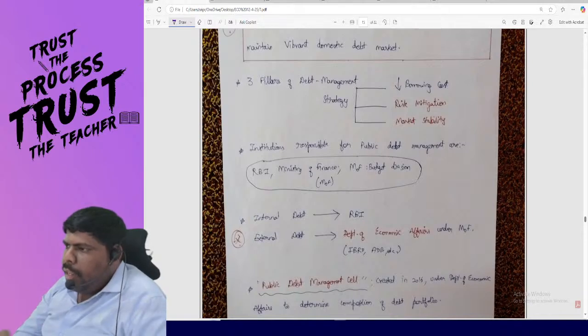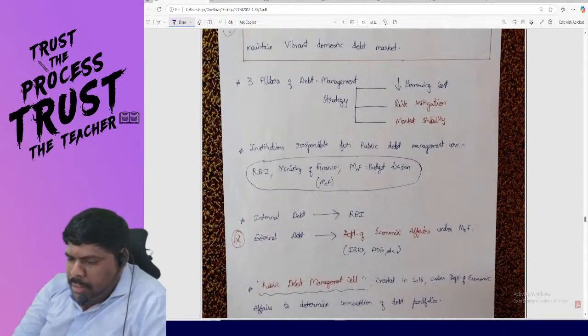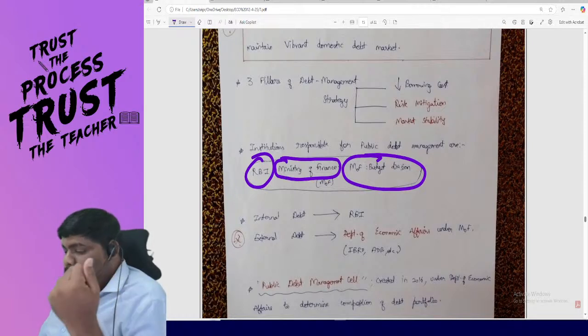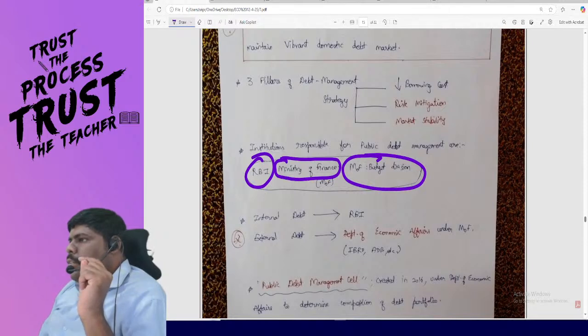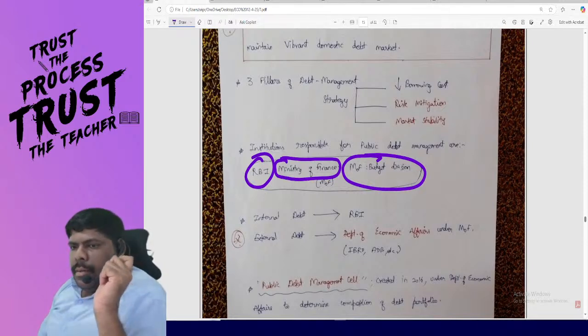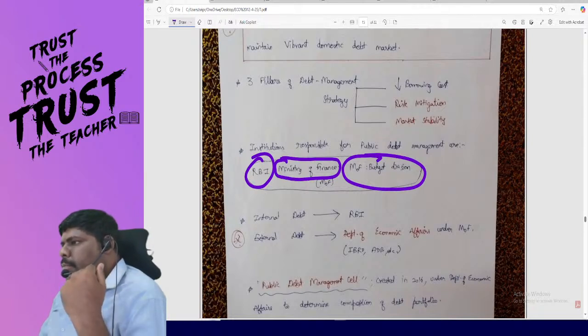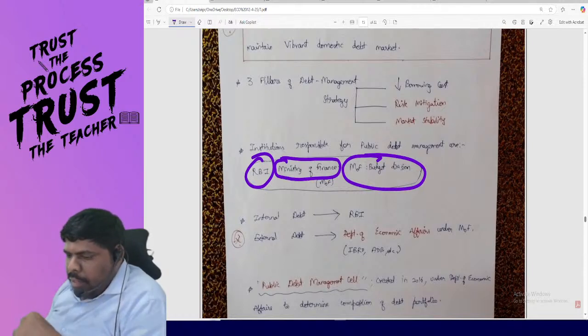Now listen. Institutions responsible for debt management: RBI, Ministry of Finance, Budget Division. There is a question: why, apart from the Ministry of Finance, does the RBI come into play? Do you know any reason? My reason is very simple. See, expenditure we are making from our own fund, so there is no requirement of foreign fund. Whereas in repayment, mostly our borrowings will be from foreign countries. Who has the sole control of foreign exchange reserves? That's why the RBI comes into play. Apart from this, the Ministry of Finance has one more division for this.